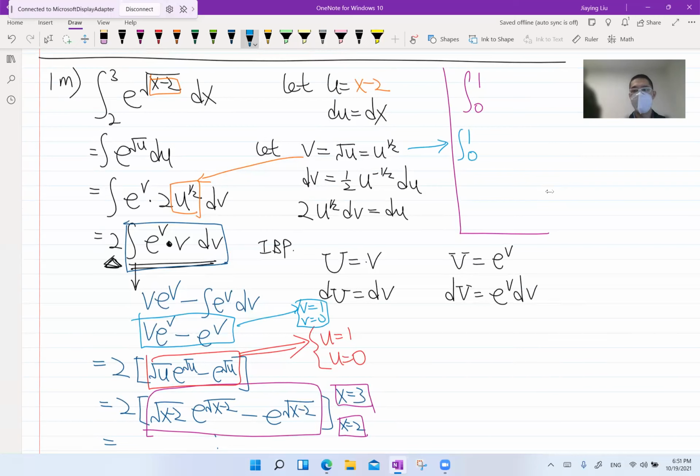Great question. People have different preferences, right? For me, I just like to keep everything in terms of x at the very end. But there's nothing wrong with plugging in the v value or u value as long as you find the correct one. Good question.